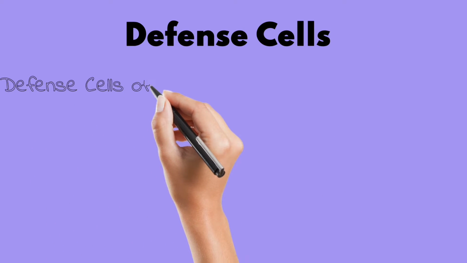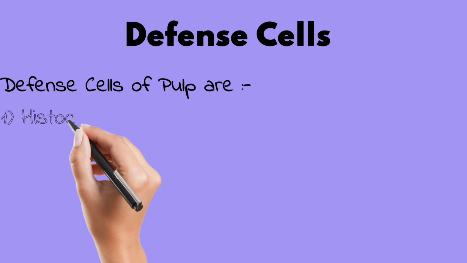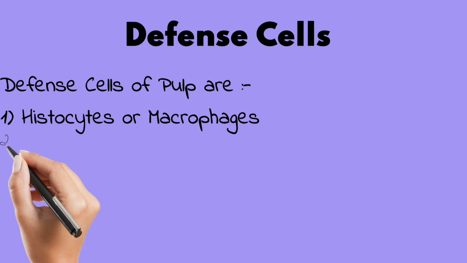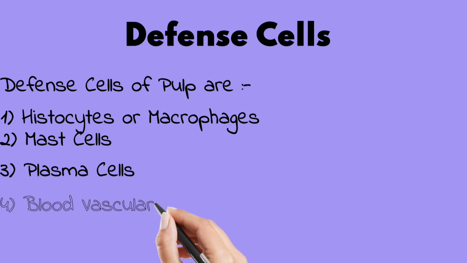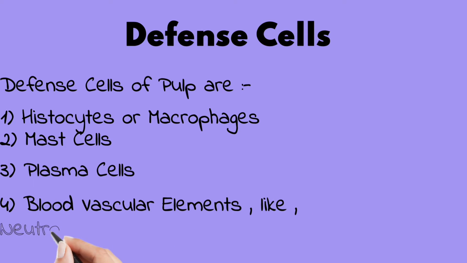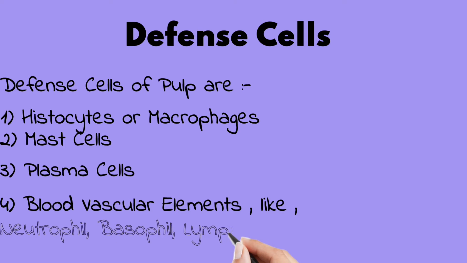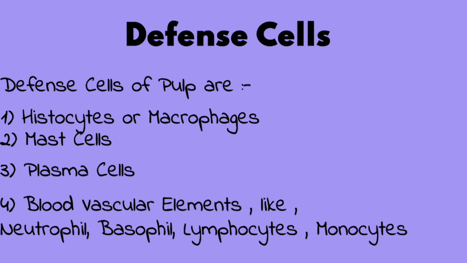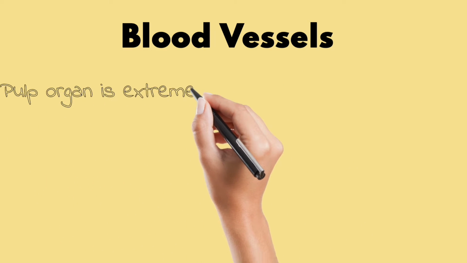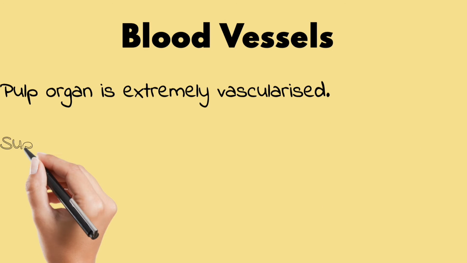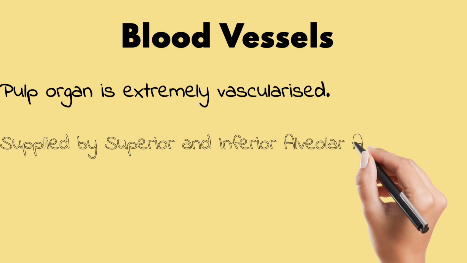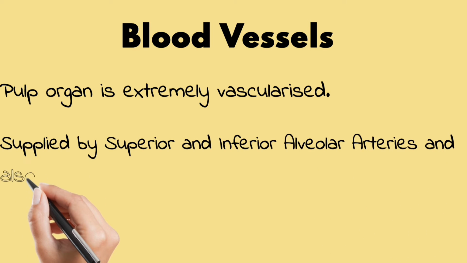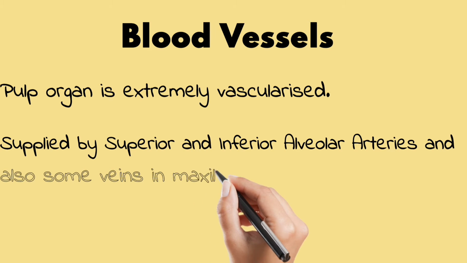Next, we need to understand what are the defense cells. Defense cells of the pulp are mainly histiocytes or the macrophages, mast cells, plasma cells, and blood vascular elements like the neutrophils, basophils, lymphocytes, etc. Next, we move on to the blood vessels. The pulp organ is extremely vascularized, and these are supplied by the superior and the inferior alveolar arteries and some veins in the maxilla and the mandible. Some small diameter arterioles are present. These are called the precapillaries.